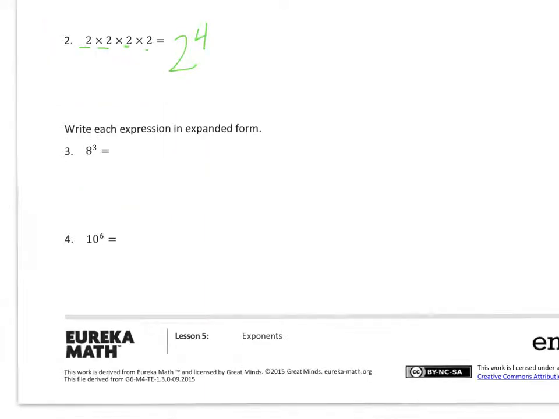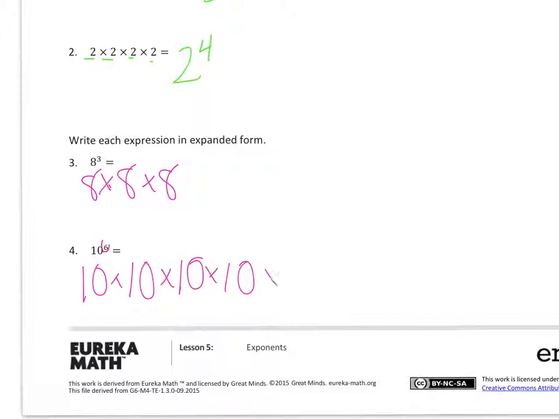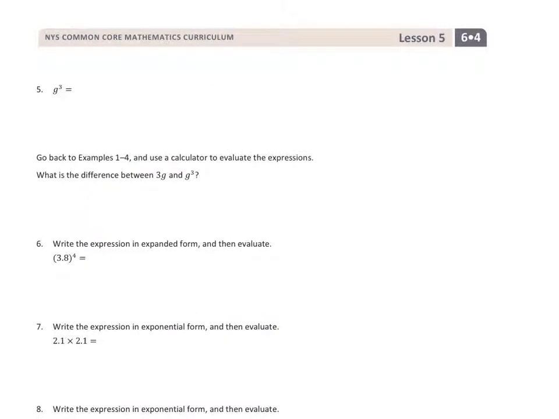So now we're going to expand them out. So we have 8 to the 3rd power. We know that that would be 8 times 8 times 8. And then down here, 10 to the 6th is going to be 10 times 10 times 10. How many 10s are we going to have? We're going to have 6 of them. Times 10 times 10 times 10. All right. And then this last one, g to the 3rd. Well, we've got g times g times g.